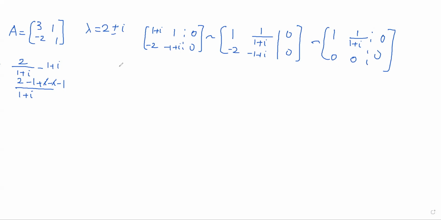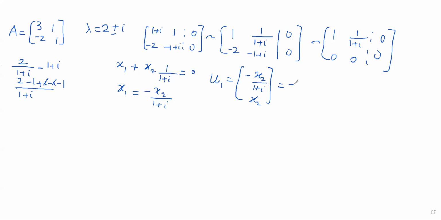So from here we get x1. So x1 plus x2 times 1 over 1 plus i is equal to 0. So x1 is equal to minus x2 over 1 plus i. Okay, and what we get now over here is the solution u1, x1 is equal to minus x2 over 1 plus i, and then that is x2. Okay, so minus x2 I take as common, so it is 1 over 1 plus i, and then it will be minus 1.